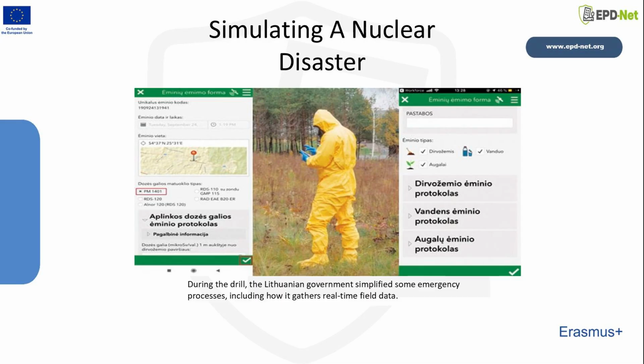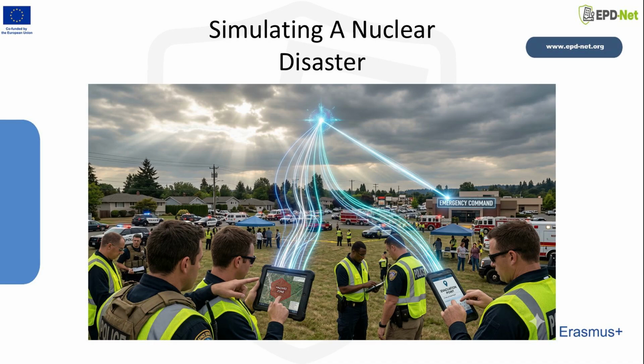During the drill, the Lithuanian government streamlined several emergency processes, especially how real-time information from the field was collected. Teams could now use mobile apps to submit location-specific observations, status updates, and measurements directly to the shared GIS environment. This eliminated delays that typically occur with paper-based reporting and established a continuous flow of real-time situational data. Field crews marked radiation readings, evacuation points, and hazards directly on the map, while command staff viewed the updates immediately and made informed decisions. As a result, operations became faster, more transparent, and far more reliable.